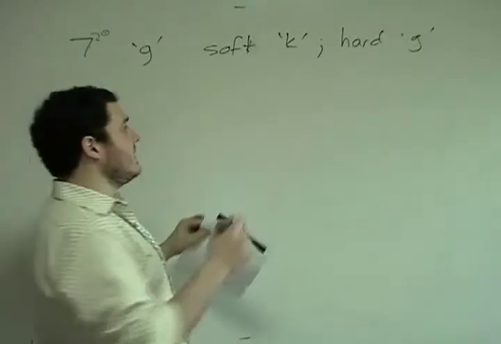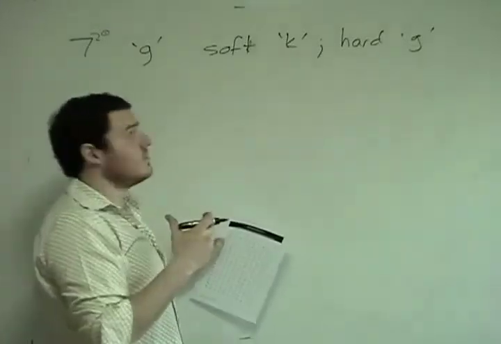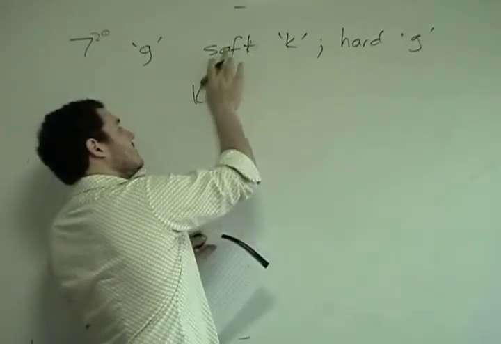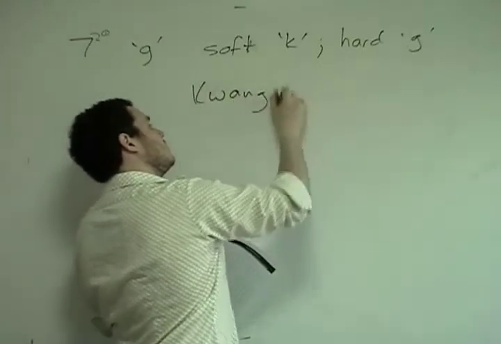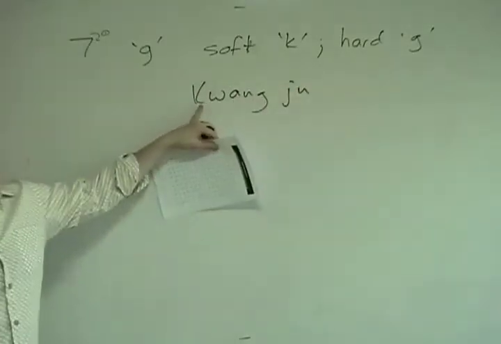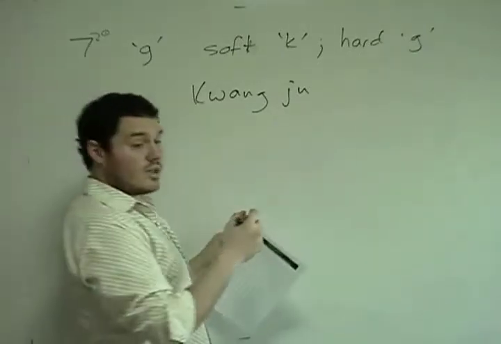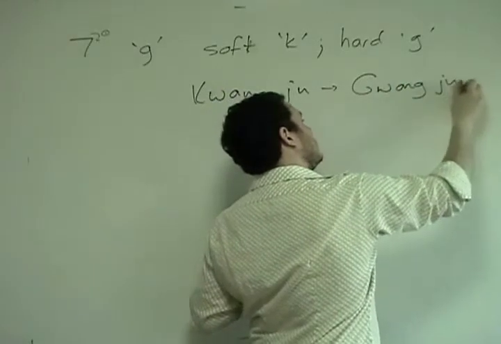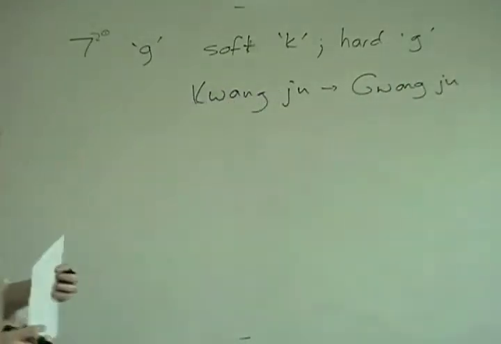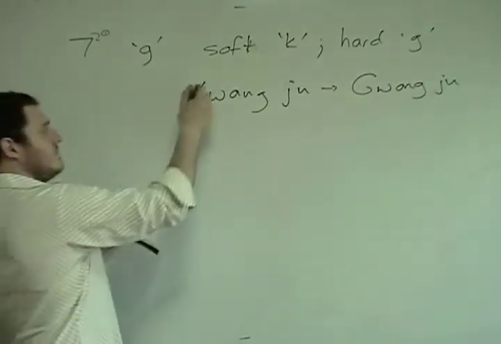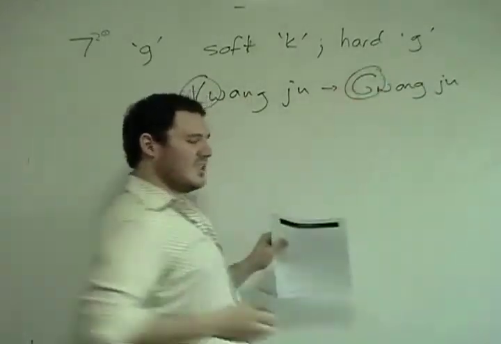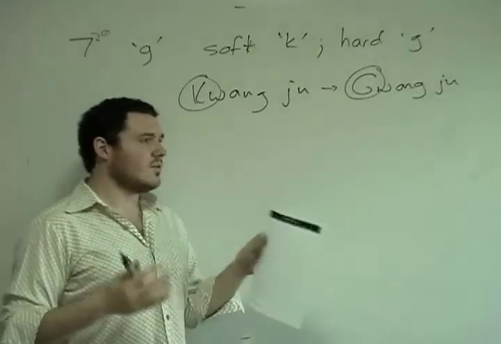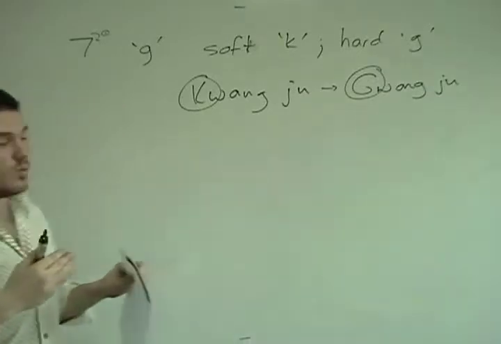One example of this is the city Gwangju, which used to be spelt with a K. And then around the time of the World Cup, they changed it to this spelling. Okay? It used to be a K, now it's a G. Just kind of signifies that neither one is actually correct. It's in that middle ground somewhere.